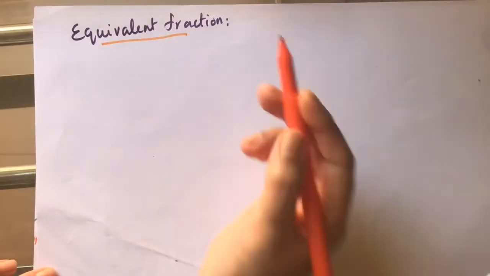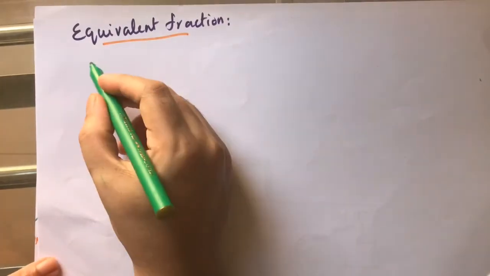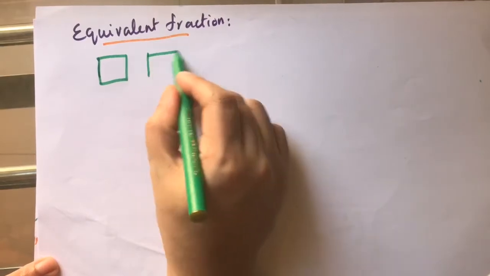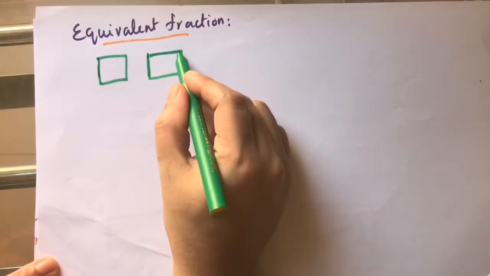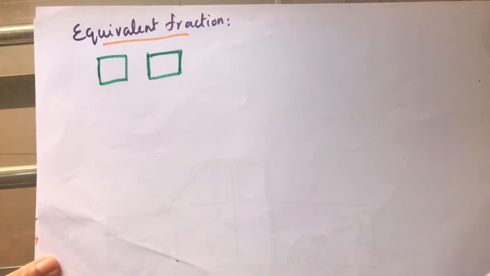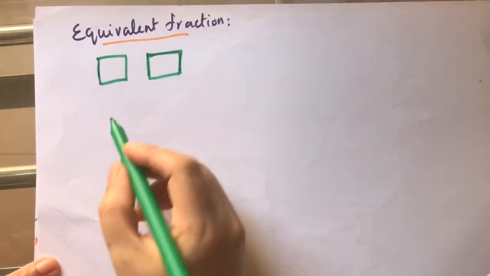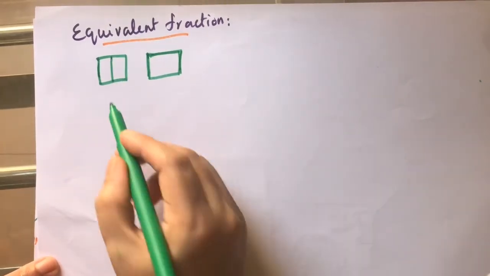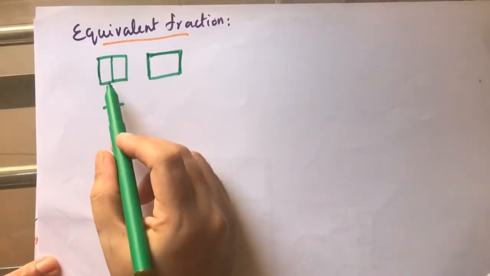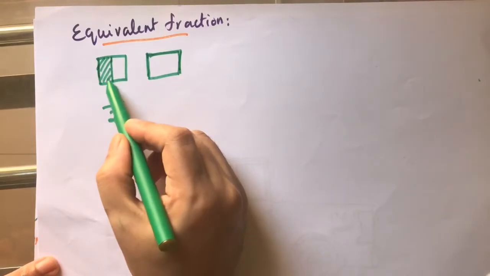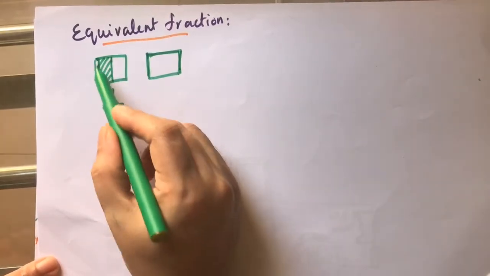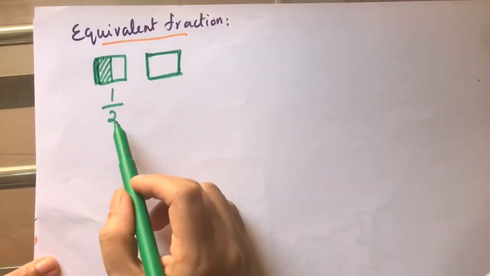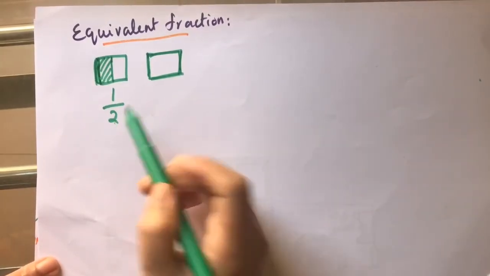Next comes equivalent fraction. For equivalent fractions, I will draw a picture and show you. Here I have drawn two rectangles, supposing they have the same size. The first one I am dividing into 2 parts, and if I shade one, I can write 1 by 2. It's almost the same size, and the shaded part I can write as 1 by 2.